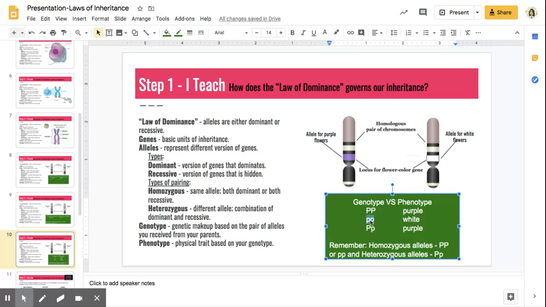Okay, so in the next slide, what you're going to do is give an example of the type of allele and the type of pairing of allele, and the type of pairing is already your genotype. You will give their corresponding phenotype.